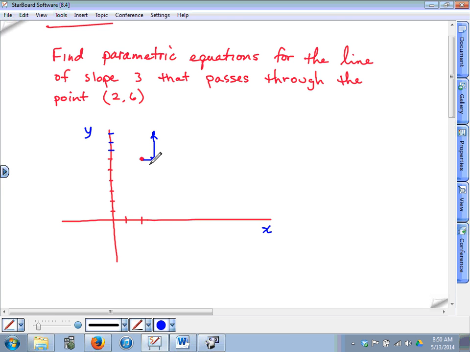So in terms of t, if we increase the horizontal by a factor of t, what do we increase the vertical by? 3t. If we increase the horizontal by t, we increase the vertical by 3t. That would give us a line with a slope of 3. So now, just with the point that we have, x equals 2, y equals 6. Would you guys agree? Yeah. So x equals 2. Let's start with that.